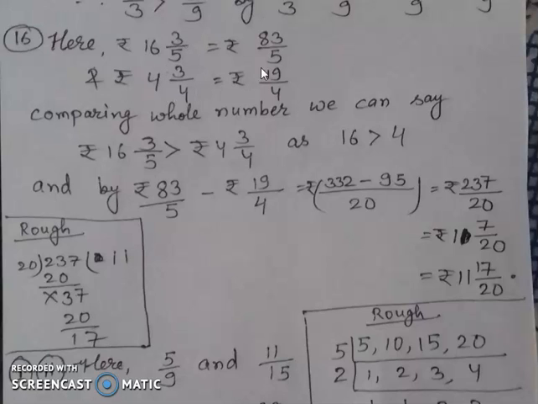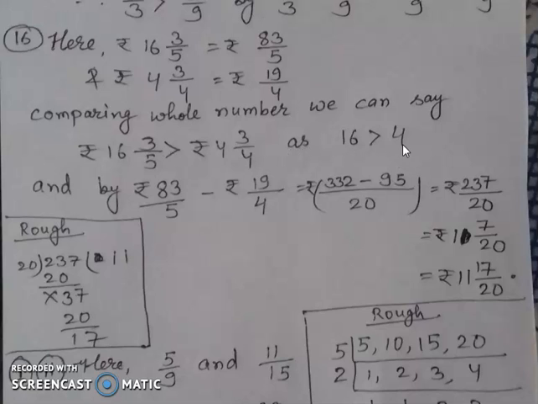So for that, while you are doing the fraction, you can change it into a mixed fraction, or even the alternative method. Just now I explained that method also, you can use it. So here I just changed this into a mixed fraction, and simply I wrote, comparing the whole numbers, we can say that rupees 16 3 by 5 is greater than rupees 4 3 by 4. This means greater than 4 and smaller than 5, and this means greater than 16 and smaller than 17. So which one is bigger? 16 rupees, of course it is bigger.